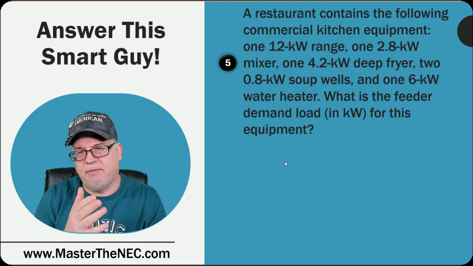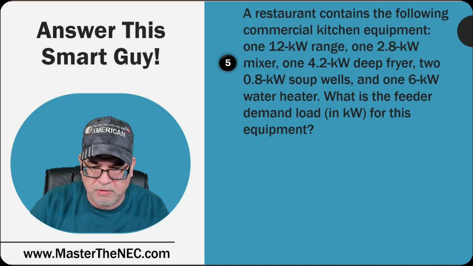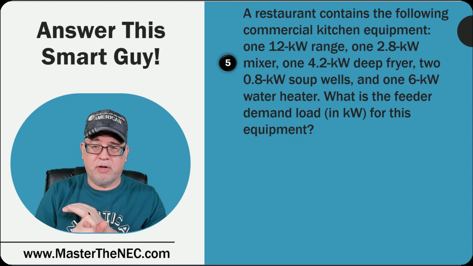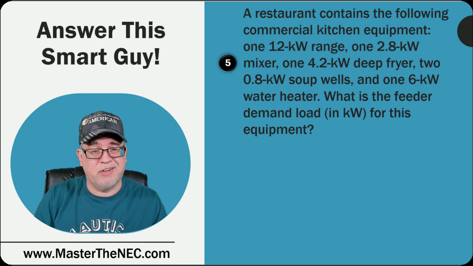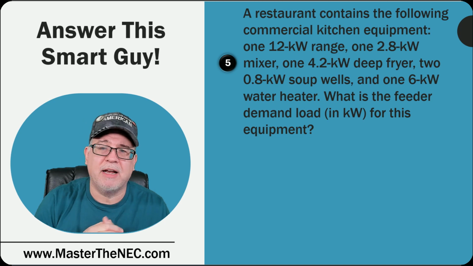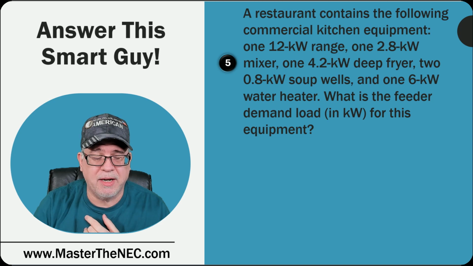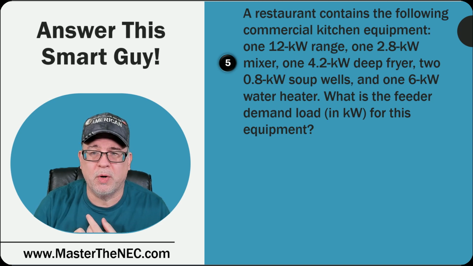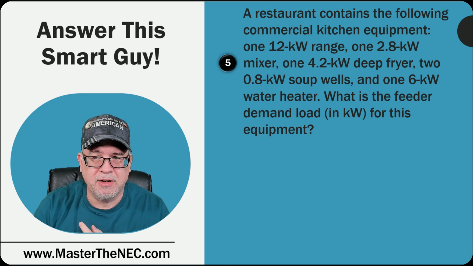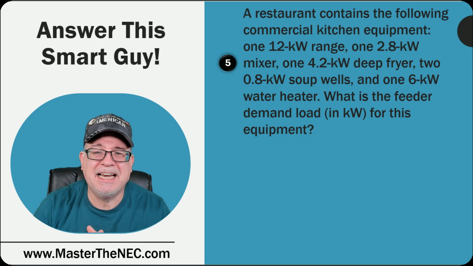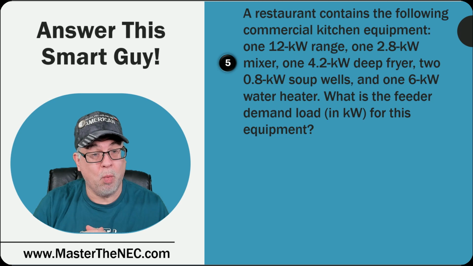So the last question we have is a restaurant. Now, this is very common on an exam. We see these questions on the exam quite a bit, and this one is going to be asking about the feeder load of this commercial kitchen equipment. So a restaurant contains the following commercial kitchen equipment. It's got one 12 kW range, one 2.8 kW mixer, one 4.2 kW deep fryer, two 0.8 kW soup wells and one 6 kW water heater.